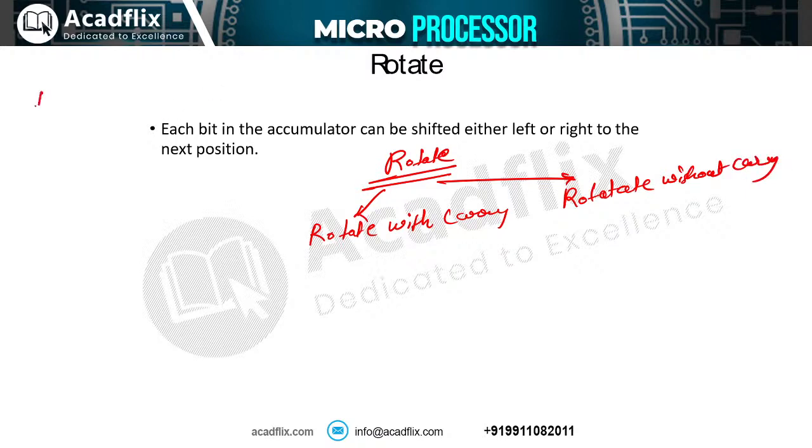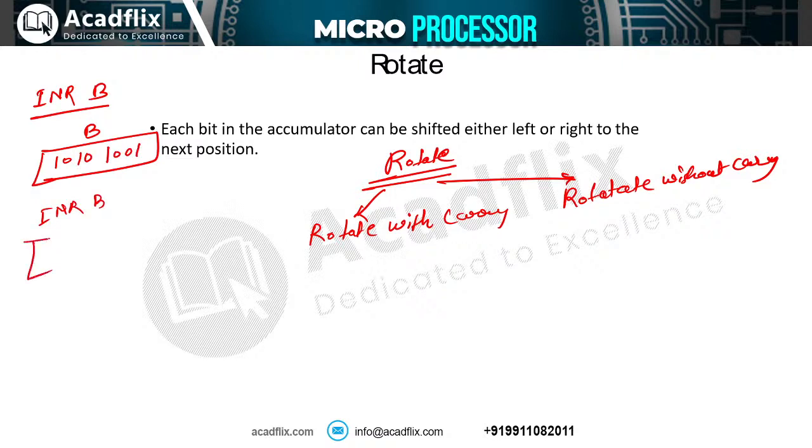INR B means increment B, simple. You have a register B in the 8085 microprocessor, and in it we have some value. When you say INR B, the value of the register B will be incremented by 1. That means only 1 will be added to this. The value will become 1 0 1 0 1 0 1 0, and the register will become like this. This is INR B, increment B.